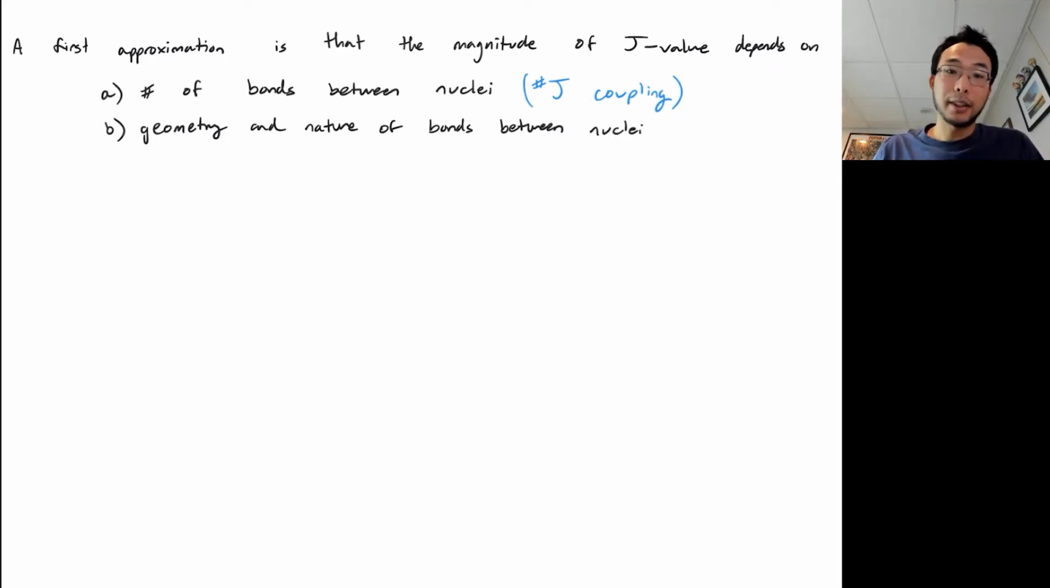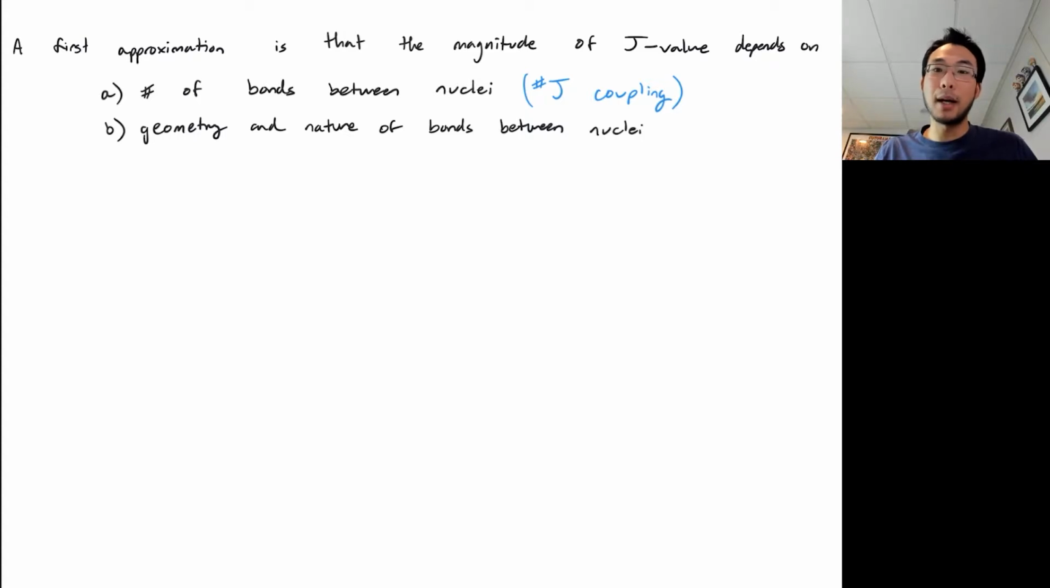So there's two factors that we think about. The first being that the number of bonds between the nuclei will affect the J value. That's often given in a terminology like this, where the number is written before the J. So you could have a 1J or a 2J, etc. coupling. This should make a little bit of sense because coupling is supposed to be a through bond interaction.